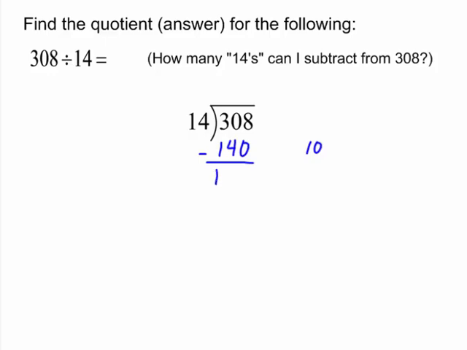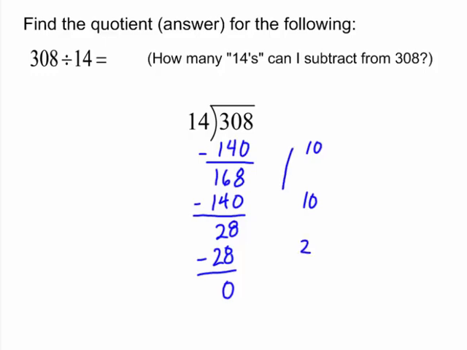So when I subtract this, I end up with 168. I see that that's greater than the previous 140, so I might as well subtract another group of 140 and mark down that 10. I'm left with 28. And then I might notice that 28 is just 2 groups of 14. So if I subtract those, I'm left with no groups left over. I mark down the 2. I add these up, and I come up with 22 groups of 14 can be subtracted from 308.